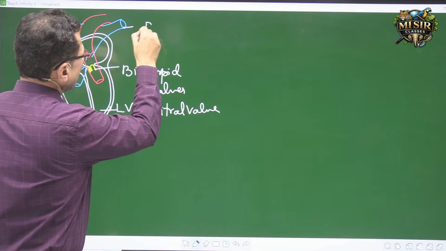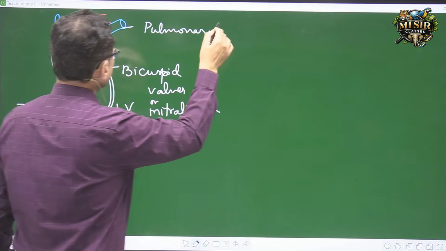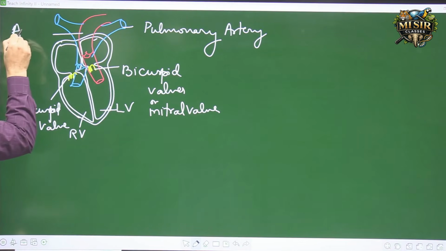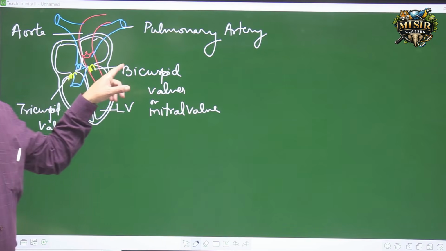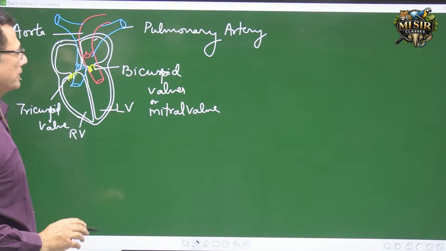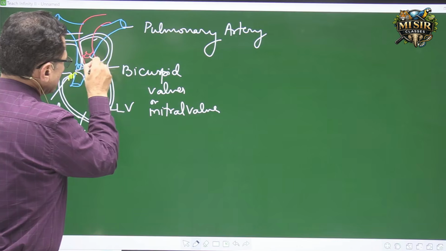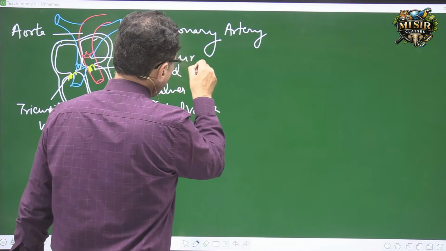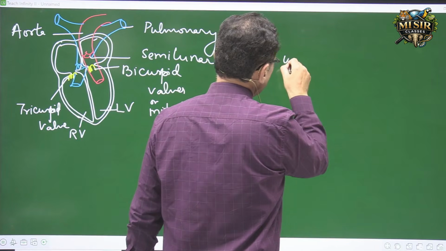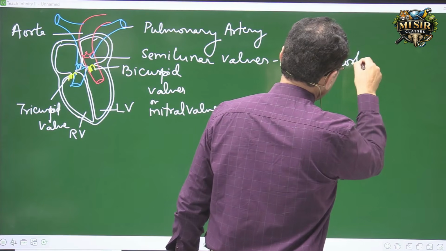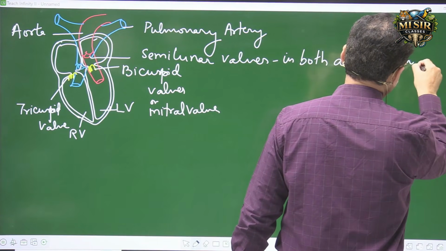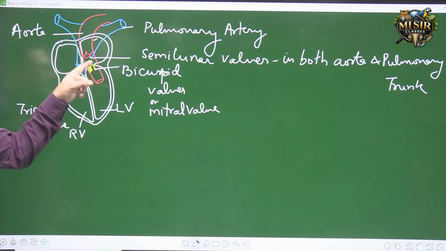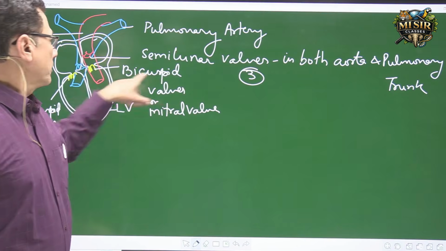This is the pulmonary artery, and this is the aorta. Similarly, both the structures which are drawn over here also bear valves. These are semilunar valves. Semi means half, lunar means moon. They are half moon shaped. There are 3 semilunar valves in both the aorta and the pulmonary trunk.